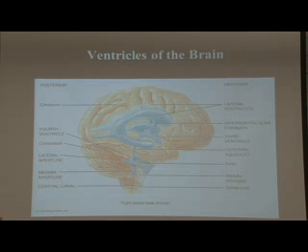Telencephalon. That's the very covering, the cerebral cortex, right? So the cerebral hemispheres. Then we have a lateral ventricle in each one. So we have a lateral ventricle in the left cerebral hemisphere and a lateral ventricle in the right cerebral hemisphere. And these ventricles will actually have choroid plexus where they produce cerebral spinal fluid.